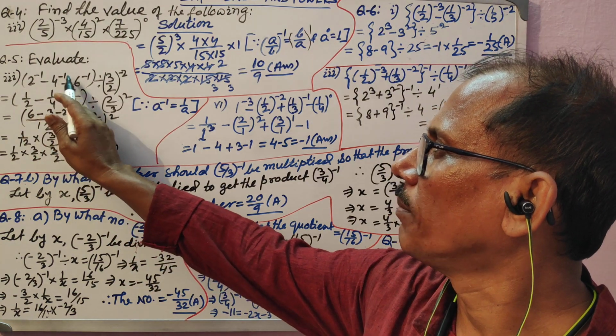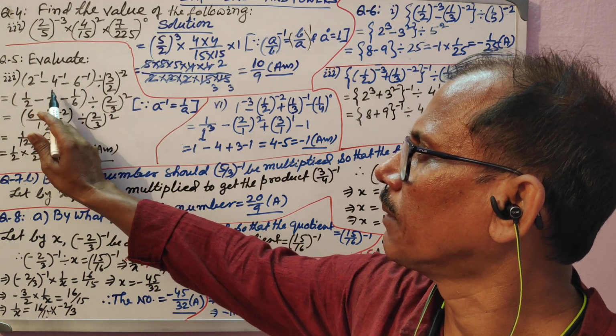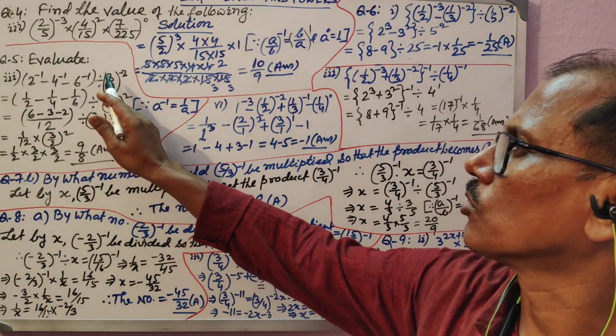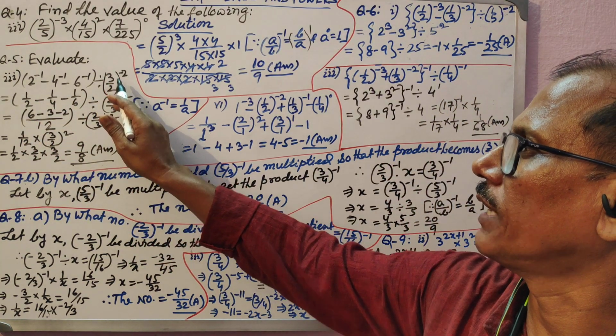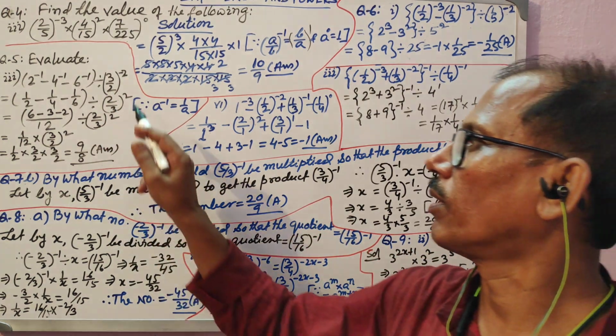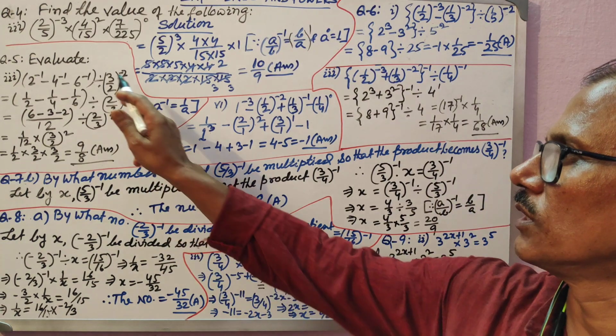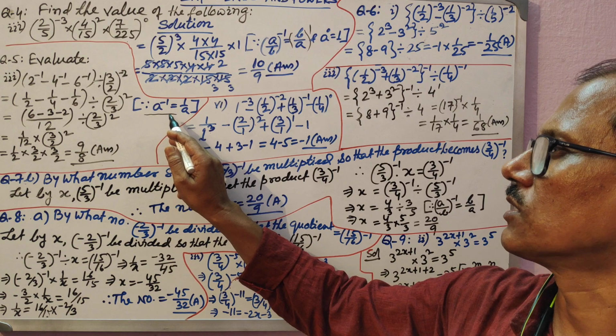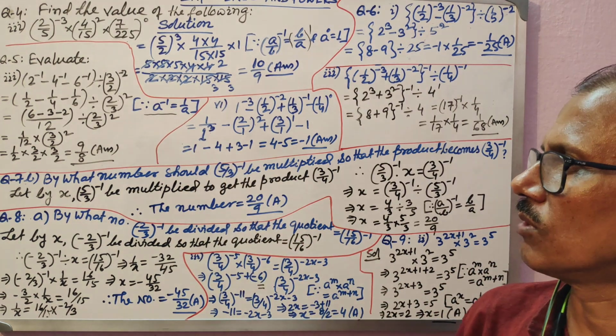So all these things you have made. Where the power was negative, I have made the power positive. Positive power 1 means no power, we usually do not write it down. So divided by 3 by 2 to the power minus 2, that will become 2 by 3 to the power 2. I hope you have understood this also. What is the law? a to the power minus 1 is equal to 1 by a. That is what you have written.